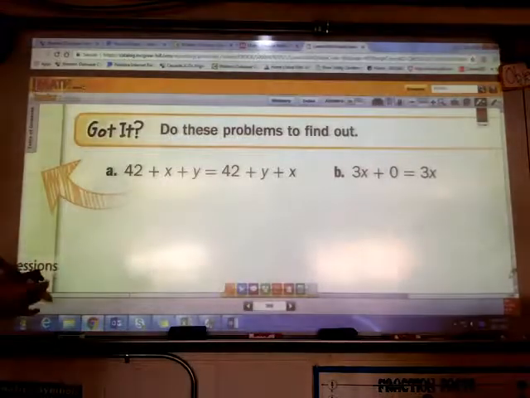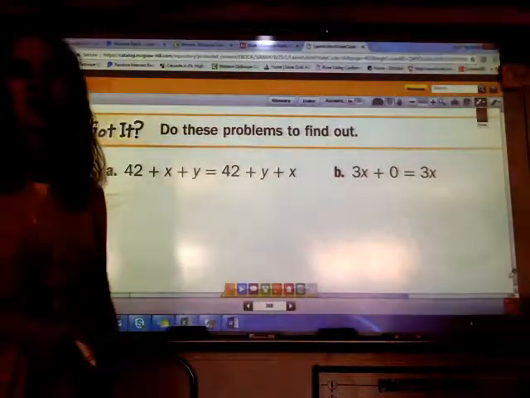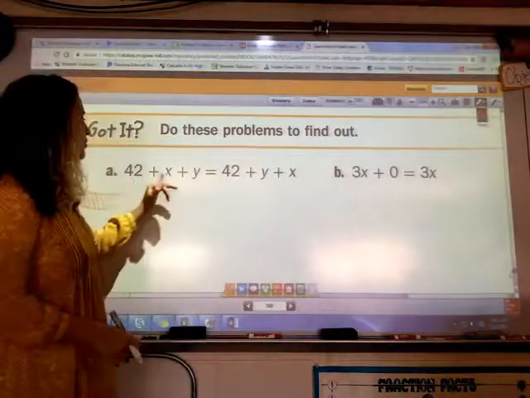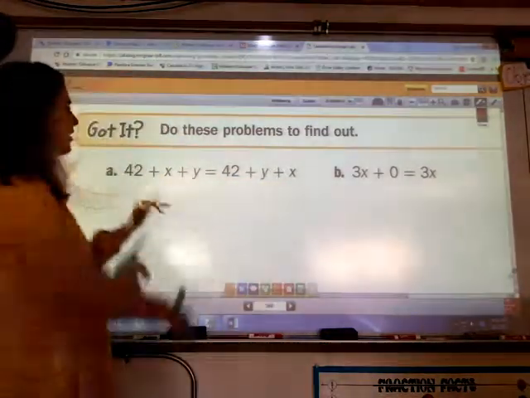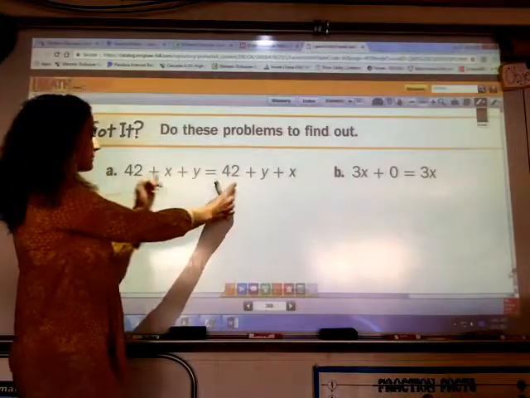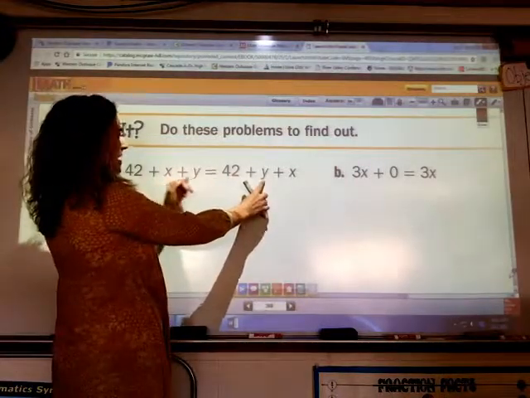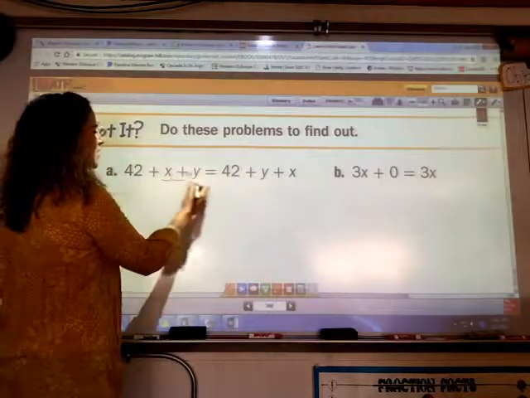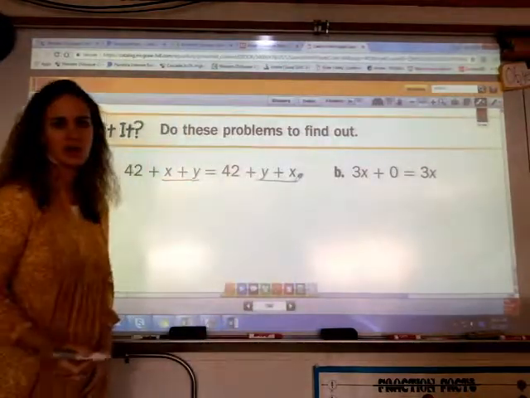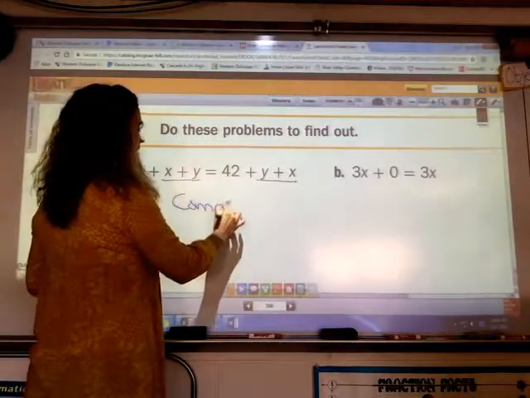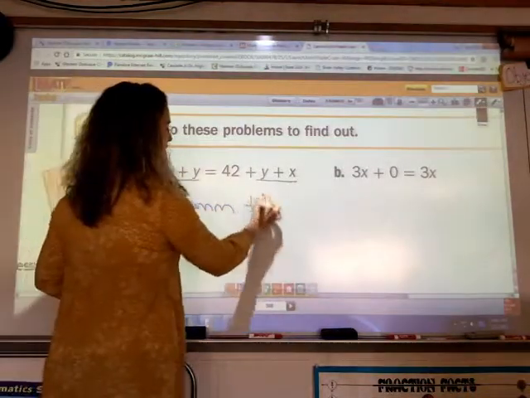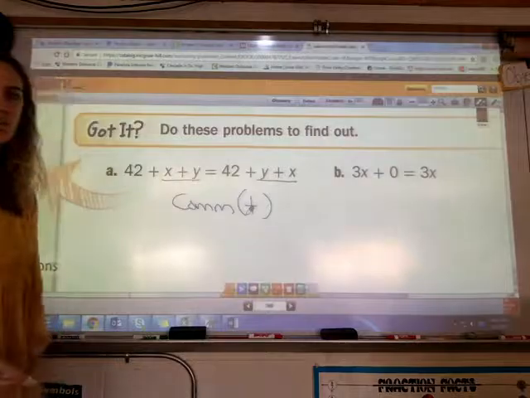As we take a look at A and B on the bottom, we're looking at what type of property is being illustrated. So I have 42 plus x plus y equals 42 plus y plus x. What has changed? 42 is still in the same spot. X is now y, y is now x. So if you think about it, what's changed is your order. Anytime we change the order, we're looking at commutative property, and we're adding, so it's going to be commutative of addition.